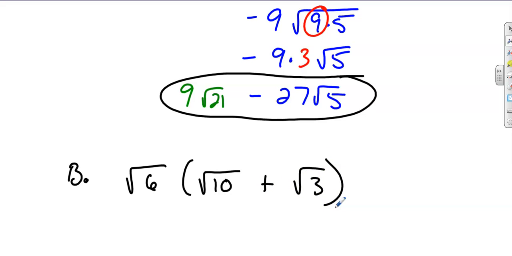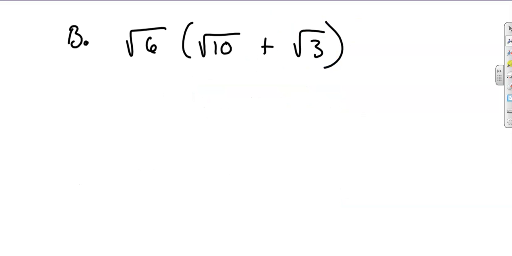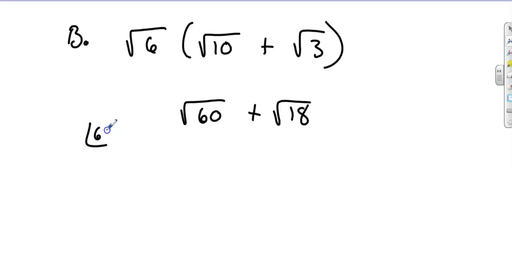Let's go square root of 6 times square root of 10 plus square root of 3. Okay, so multiply everything by 6. Square root of 60 and square root of 18. Okay, both big enough numbers, you can start breaking those down. 60, there's all kinds of different ways you can go. We could divide it by 4, but it seems like there's something bigger we could divide out that's a perfect square number, so we'll see what we can do.